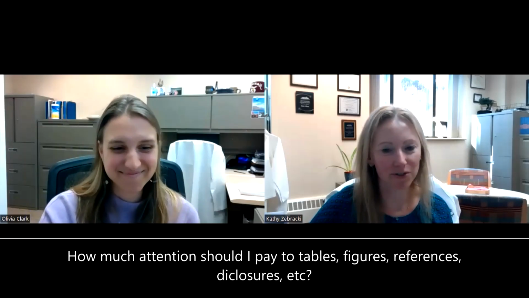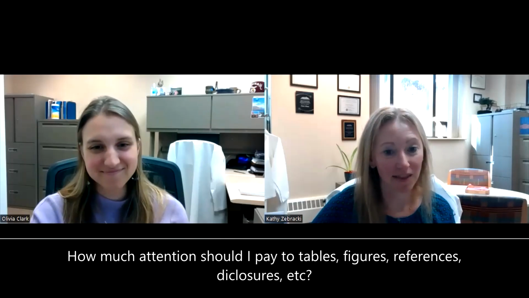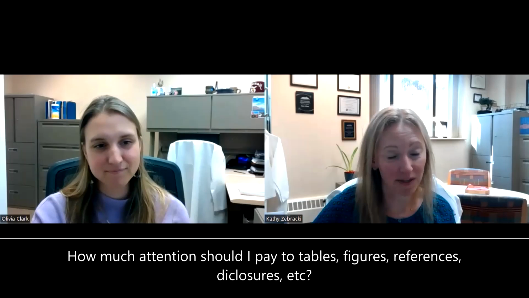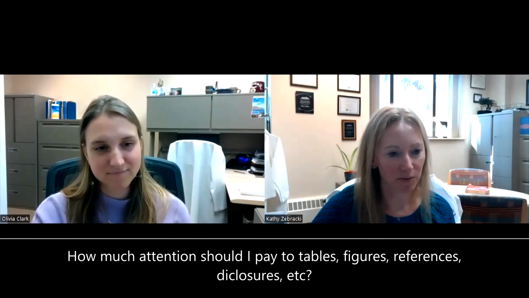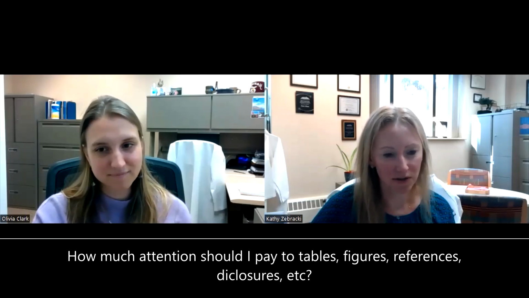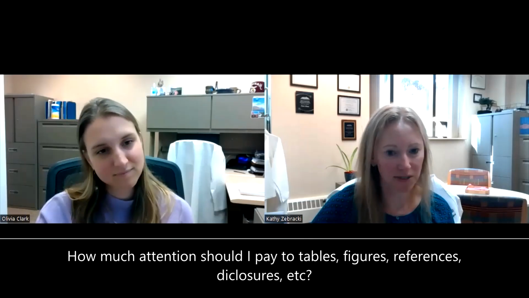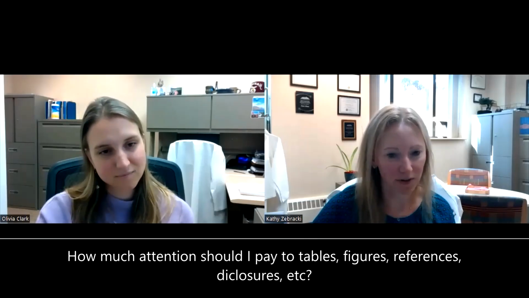You're the gatekeeper to future research. So look at those tables, look at those figures. Do they make sense? Are they repetitive? Are they needed? If there's something that can be said in a table, can it be removed from the text or vice versa? Even disclosures: is there potential conflict of interest between what the author is presenting and perhaps where they're getting their funding from?